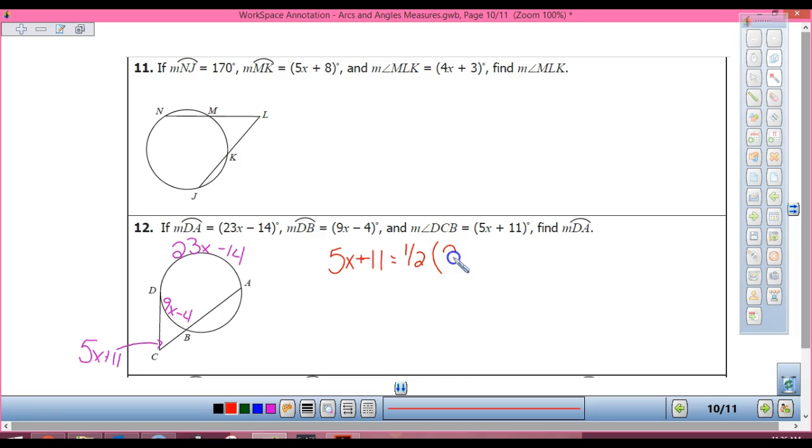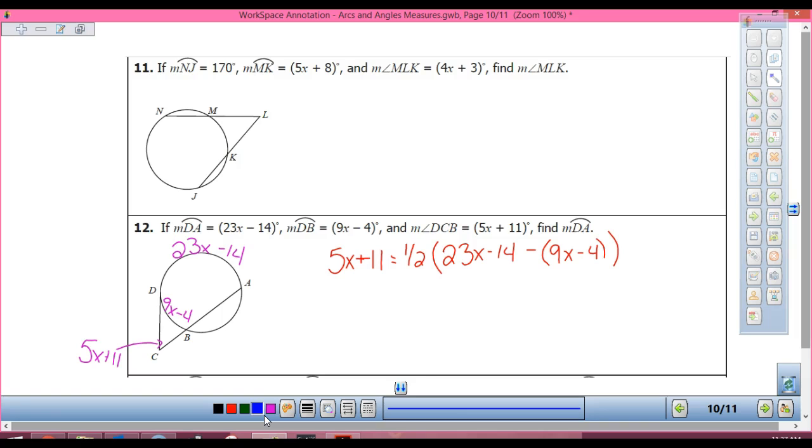times big arc minus, now this is where you have to be careful. You have to minus the whole thing. So minus, I'm going another set of parentheses. What is my smaller? 9x minus 4. The reason why I'm doing that is because what do I have to do with this minus sign? I have to distribute it. So that 4 is actually going to become a plus. Okay, that's really why I wanted to draw your attention to this.